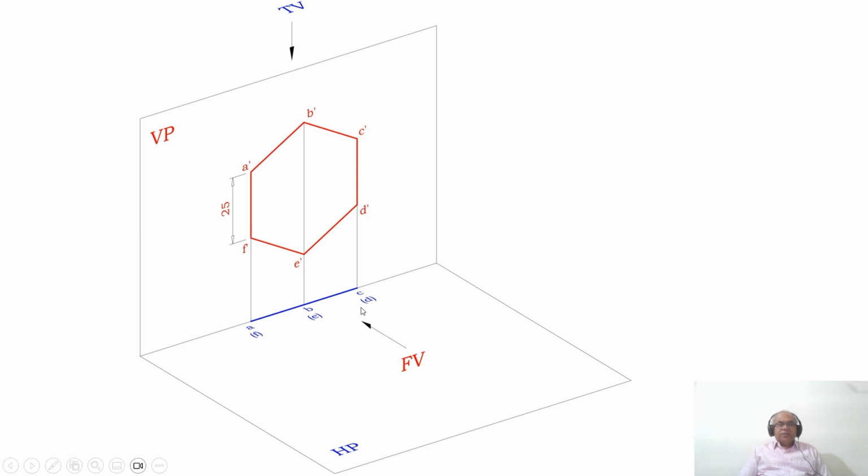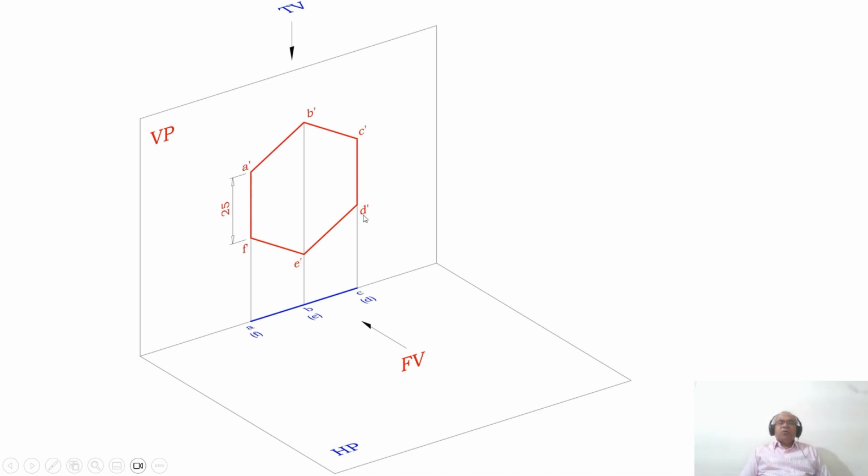Here, when you look from the front view, the image is going to be on VP, because one of the sides has to rest on VP, meaning all the sides have to rest on VP. Then only can you make one of the sides rest on HP. And here you can see all the sides are parallel to VP. Since all the sides are parallel to VP, in the vertical plane you can see the true length. That is A dash B dash, B dash C dash, C dash D dash, D dash E dash, E dash F dash and F dash A dash, all equal to 25 mm. So that is going to be the true shape.